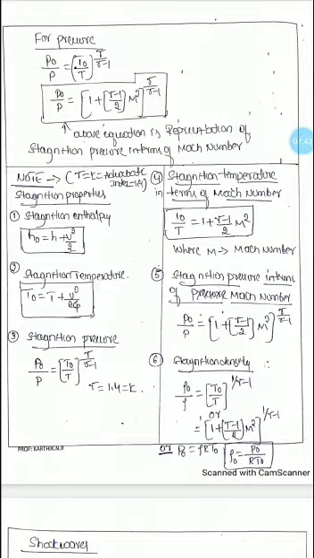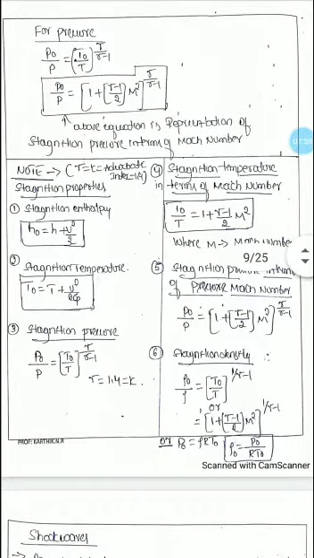Next, stagnation pressure. The stagnation pressure is P naught by P is equal to T naught by T raised to gamma divided by gamma minus 1, where some represent gamma as the adiabatic index, and some represent k as the adiabatic index. Both are the same, the value is 1.4. Then similarly, these are without considering the Mach number.